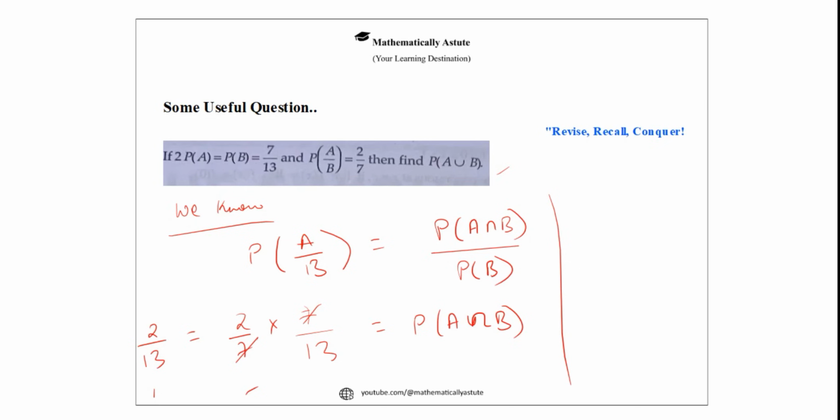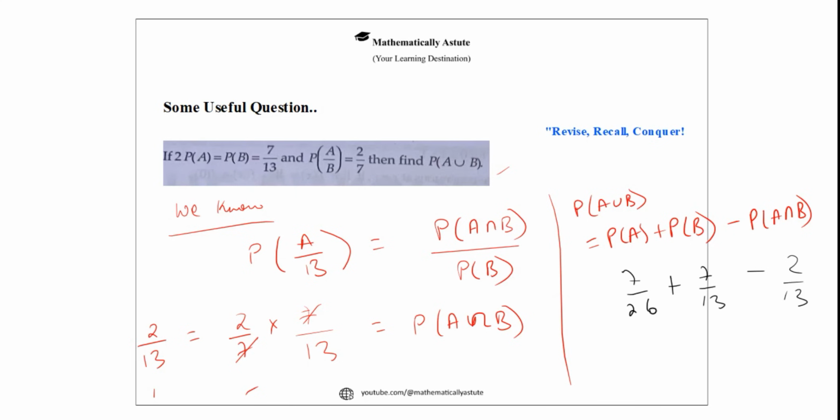Now we need to find the value of A union B. On using the formula of the union, P(A union B) equals P(A) plus P(B) minus P(A intersection B). On putting the suitable values, you will get the required answer. You can write P(A) as 7 by 26 plus P(B) as 7 by 13 minus 2 by 13.